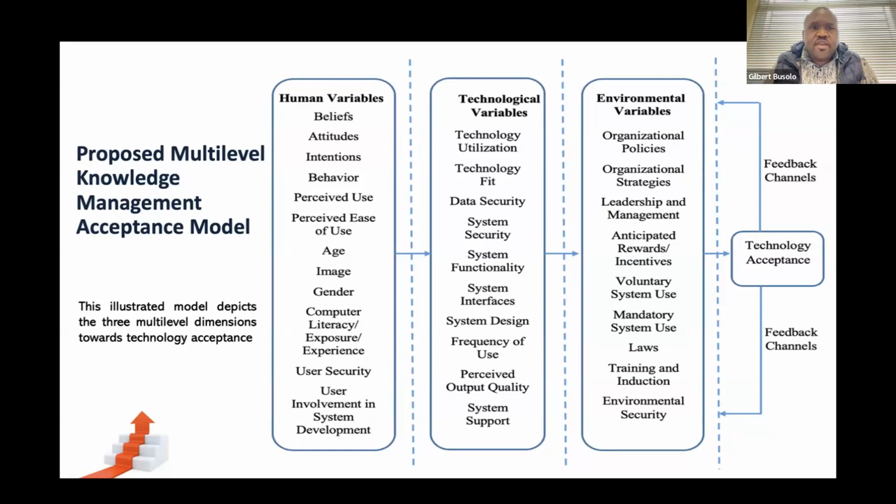From here, if I may, the human variables look at some of the beliefs, the attitudes, some of the factors that are placed in consideration, the intentions, the behavior, the perceived use, the perceived ease of use, the age of these people who are the primary users of these systems, the image portrayed, the gender, the literacy, even in terms of usage and exposure to systems, the security of the user even as they implement this, and their user involvement in system development.